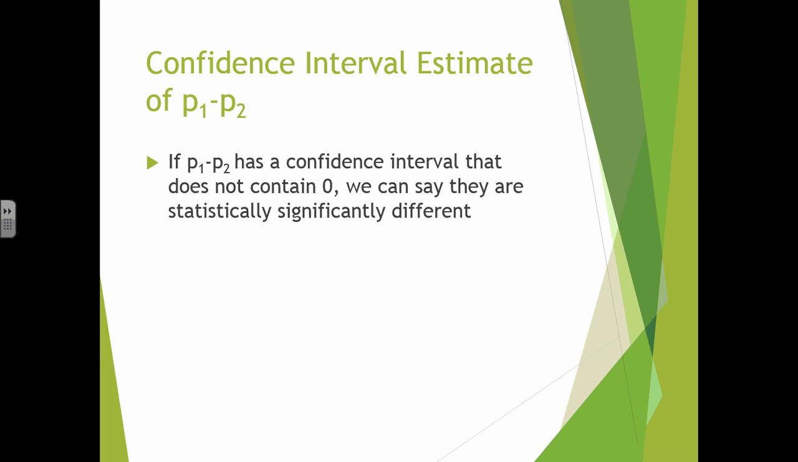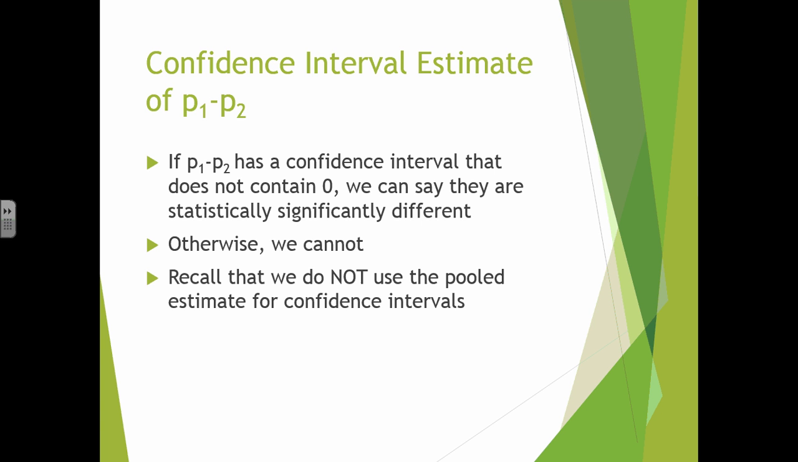If you do 5 minus 5, the difference is 0. Same minus same number, the difference would be 0. So if the confidence interval does not contain 0, then we can say they are statistically significantly different. Otherwise, we cannot. Recall that in confidence intervals, you do not use the pooled estimate.